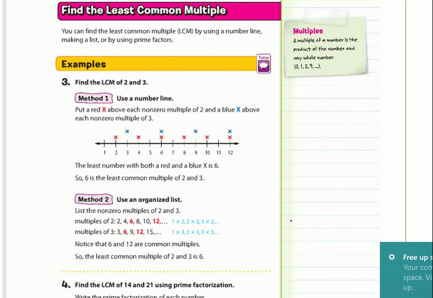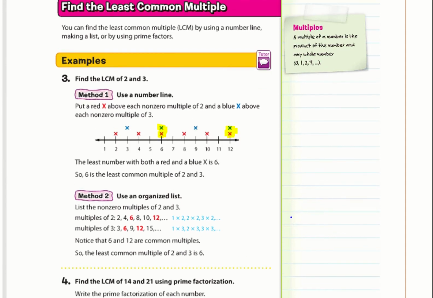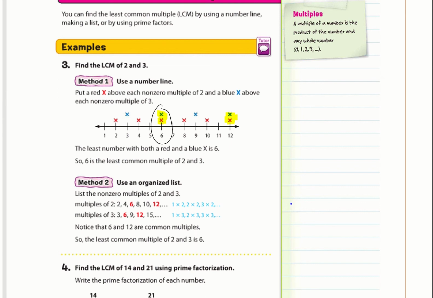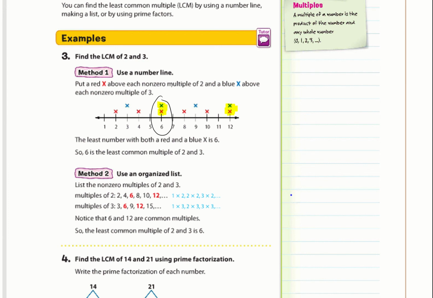So we have the red X's, they are counting by 2. So 2, 4, 6, 8, 10, 12. The blue X's is counting by 3's. 3, 6, 9, 12. Now we want to look at the numbers where they match. 6 and 12. 6 and 12 both are multiples of 2 and 3. But now we want to look at the least common multiple, and that least common multiple is going to be 6.